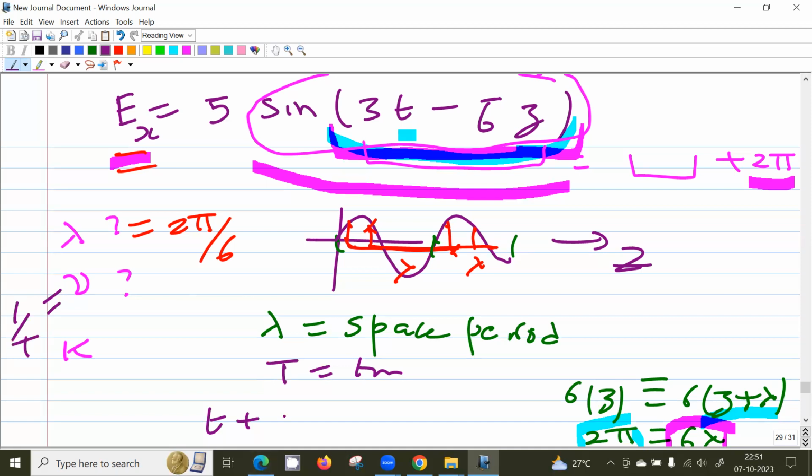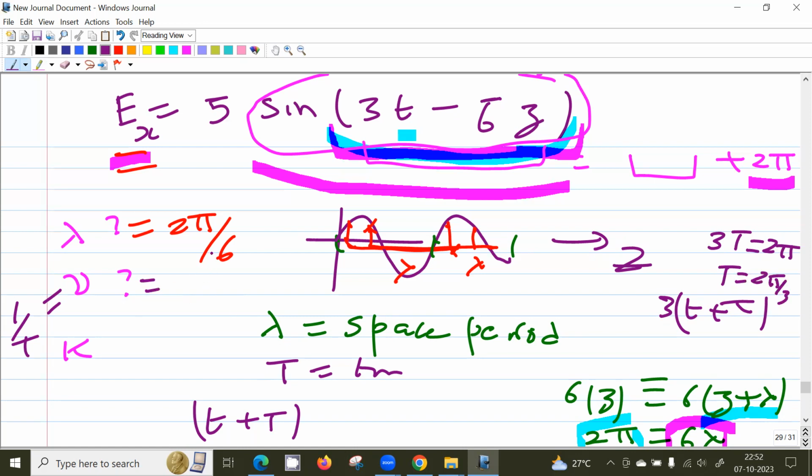So suppose I change t to t plus capital T, it will become 3 into t plus capital T, right? So this extra thing which I'm getting, 3T, that should be equal to 2 pi for this value not to change. That means the time period is 2 pi by 3. So from this I get the frequency as 3 by 2 pi.